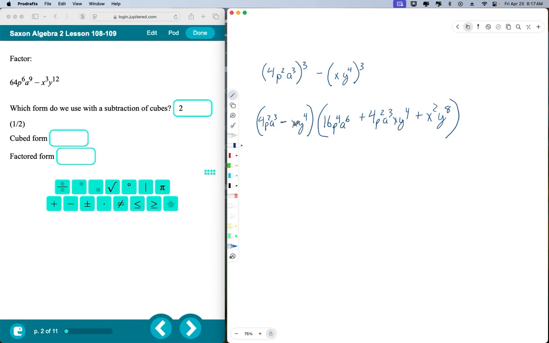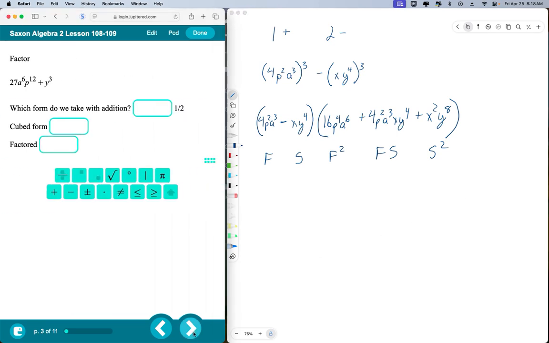So that's what we want to do. We want to put in the cubed form, the form that we're using, which, because 1 is the plus sign and 2 is the minus sign, because we learned to add first, then we learned to subtract. So if it's subtraction here, it's the second form. Then we uncube each term, and then we follow our pattern. First term, second term, first squared, first times the second, second squared. That's all we're doing for these problems. Next problem.